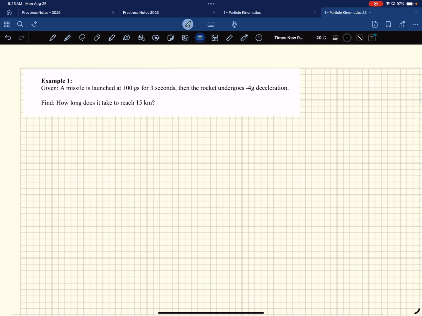A missile is launched at 100 Gs for 3 seconds. Then the rocket undergoes -4g deceleration. Find how long it takes to reach 15 kilometers.